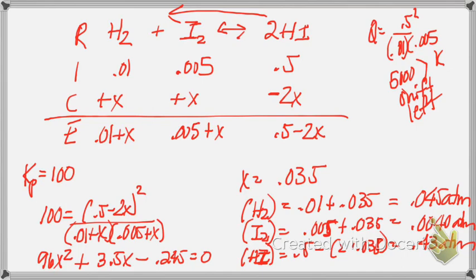It's 2 times 0.035 because that was minus 2x. That's like a, what do you call it? Here, I'll do a times sign instead of the dot. Okay?